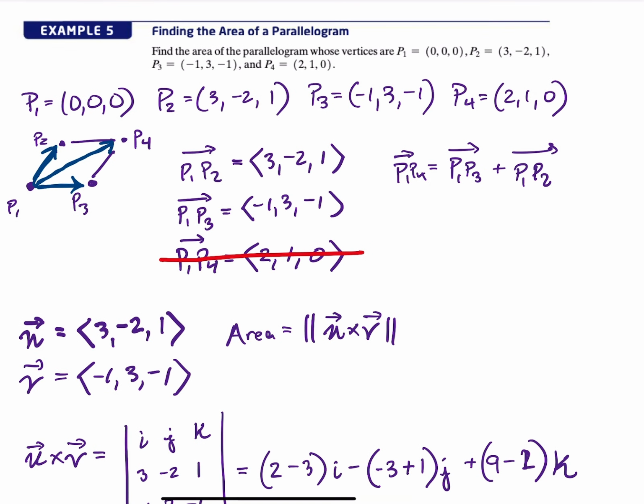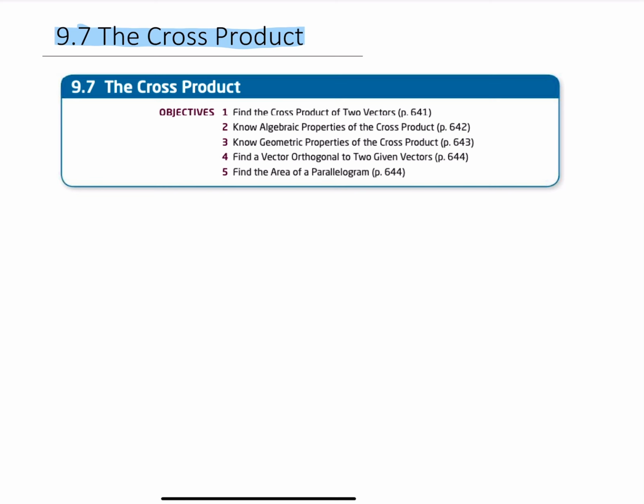Okay, that'll be it for this section. So we found the cross product between two vectors. We saw some algebraic and geometric properties of the cross product. We saw that taking the cross product of two vectors gives us a third vector that's orthogonal to the original two. And we saw how the cross product is used to find the area of a parallelogram.